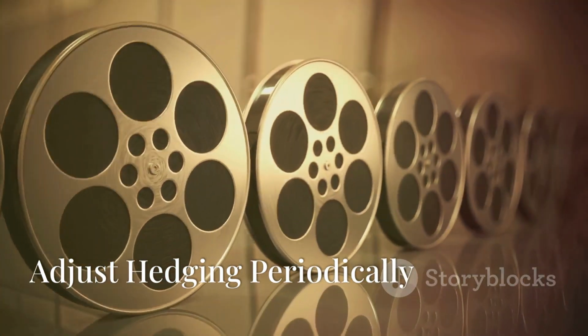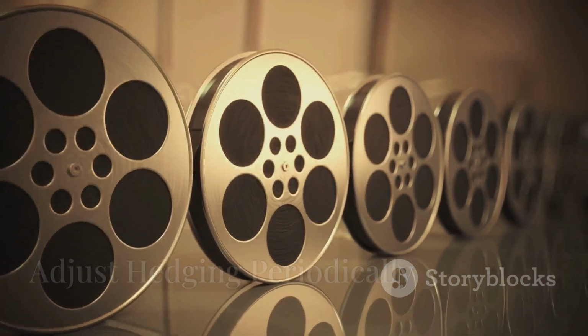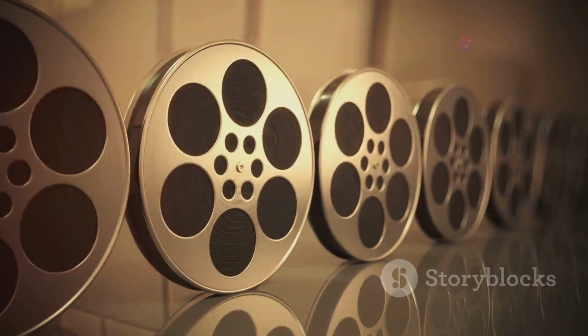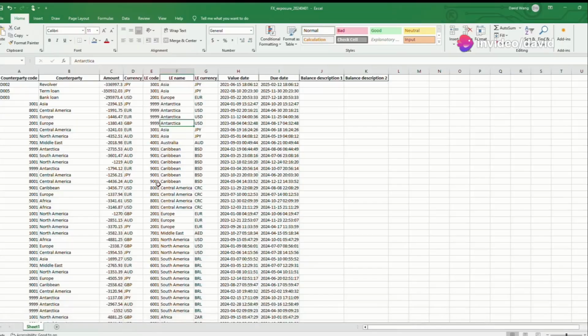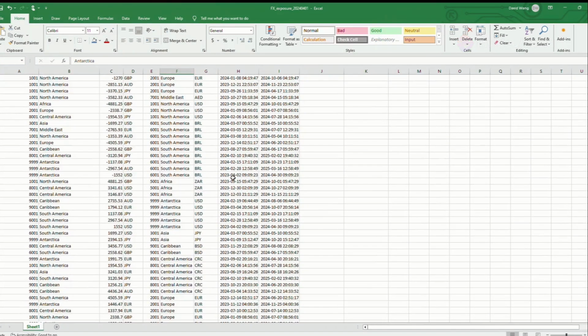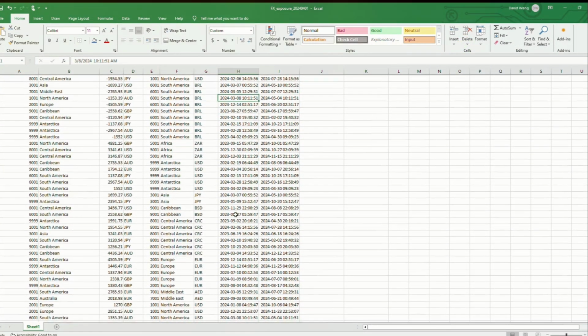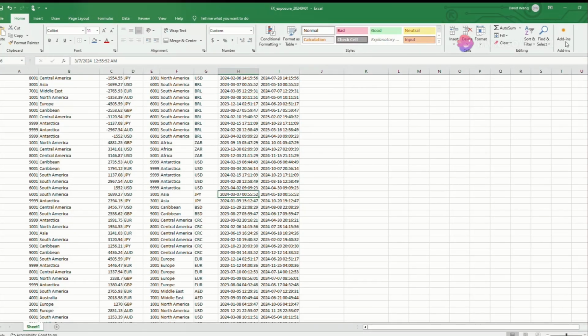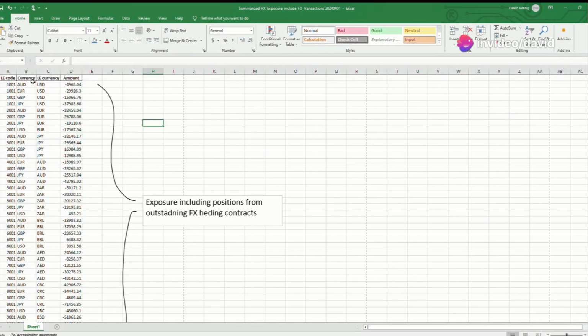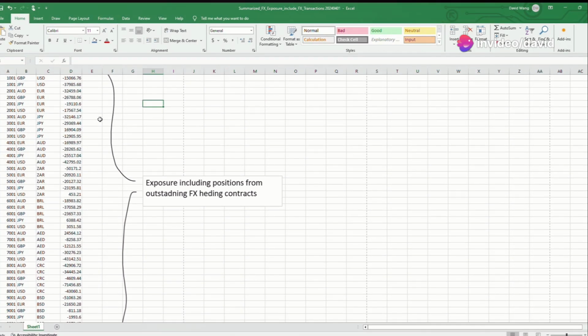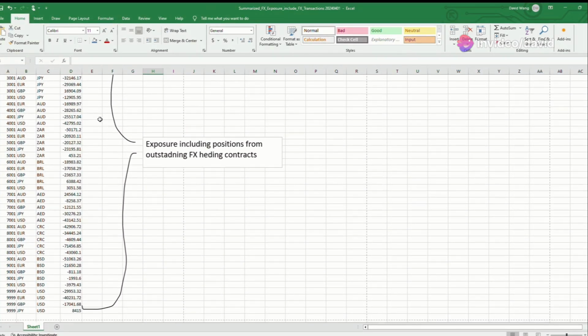Now, let's assume the company has a monthly balance sheet hedging program. Fast forwarding to April 1st, 2024, we need to adjust our hedging positions. Of course, from March 2nd to April 1st, many new transactions happened and many old transactions settled. Let's refresh FX exposures by scanning the balance sheet, which includes all transactions that happened on or before April 1st, 2024 but are yet to be settled, and combine them with positions from outstanding FX forward contracts.